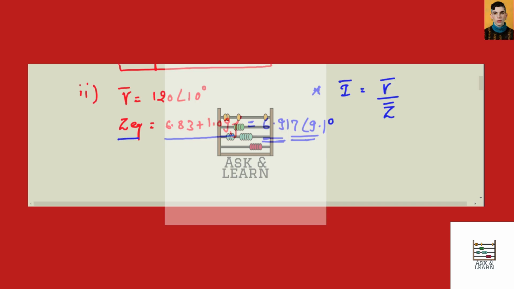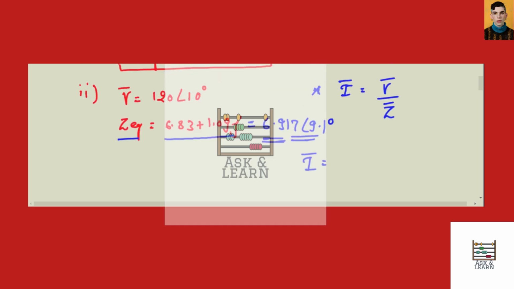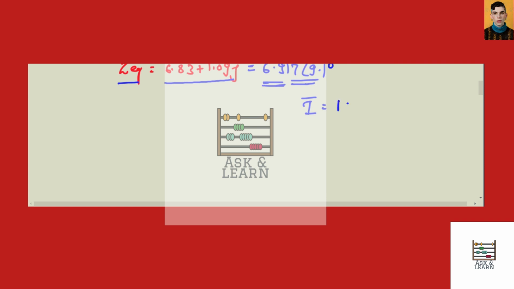Now just put the values in the formula and you will get the value of the current vector. The current vector I will be the voltage vector, 120 angle 10, divided by the impedance, 6.917 angle 9.1. What you have to do now is just divide 120 by 6.917 and subtract 9.1 from 10, right?